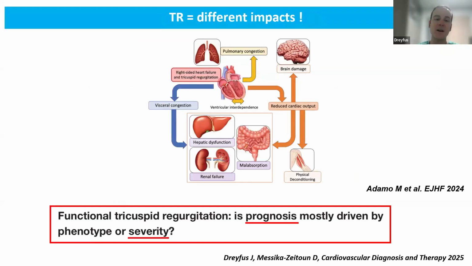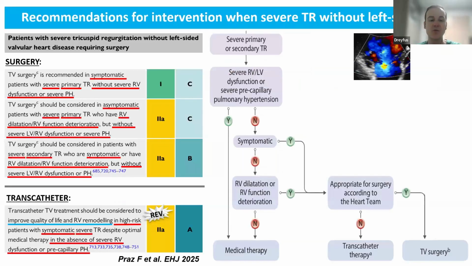And then TR is also associated with different impacts: impact on the right ventricle, impact on the cardiac output, impact on the liver, on the kidneys, etc. And what is now clear, what has been demonstrated, is that the more impact the TR has on different organs, the worse the prognosis. So dedicated management according to phenotype, prognosis related to TR severity and impact.